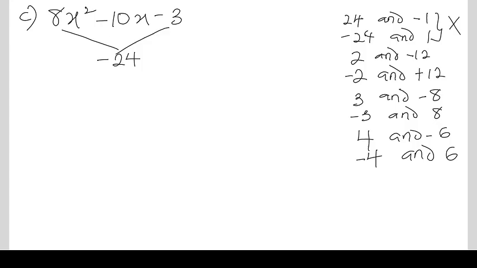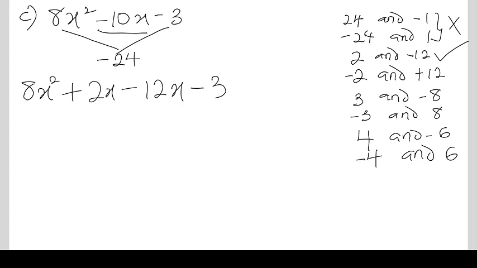So we are going to be replacing the middle term, which is minus 10x, with the two numbers that we have gotten here, which is 2 and minus 12. So let's quickly do that. So we have 8x squared. Instead of writing minus 10x, I'm going to be replacing it with plus 2x, because we have 2. So plus 2x. At the same time, we have minus 12x. Very simple. Then we have minus 3.